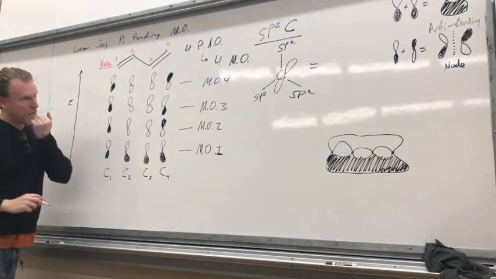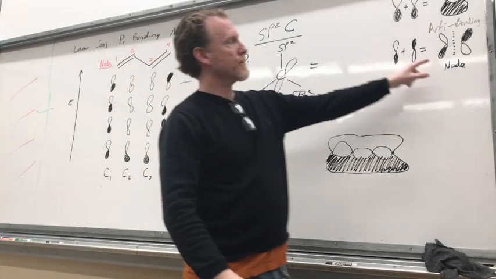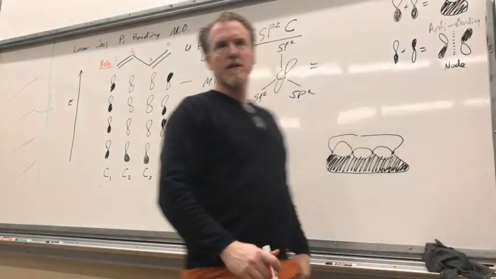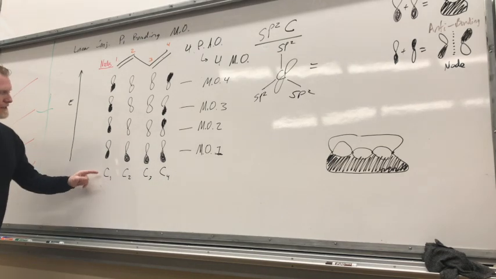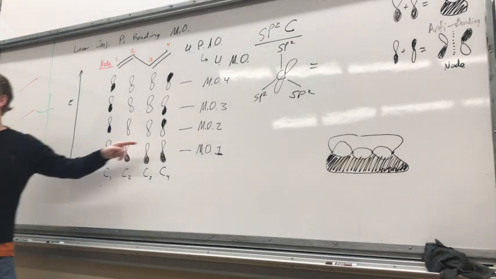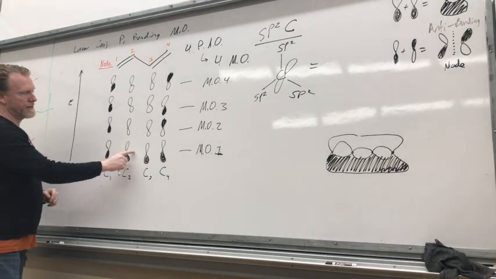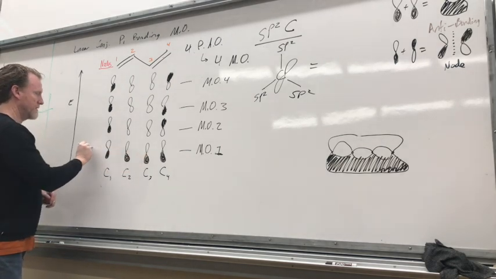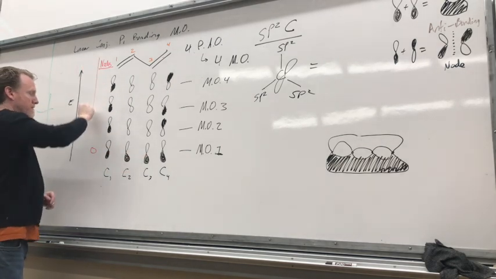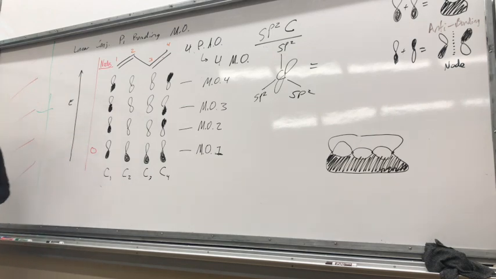So remember, a node is when two p orbitals are out of phase. So, does this first molecular orbital have any nodes? No, because these two are in phase, these two are in phase. Zero nodes for that one. Okay. Then it says lowest energy, all in phase with no nodes. The second lowest energy molecular orbital has one node, the third has two nodes, etc.